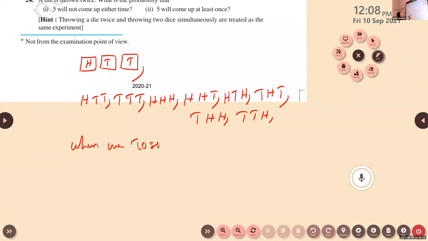Okay, so when we toss three coins simultaneously, there are eight outcomes. The above given are the eight outcomes. Okay. Now, what was our question?